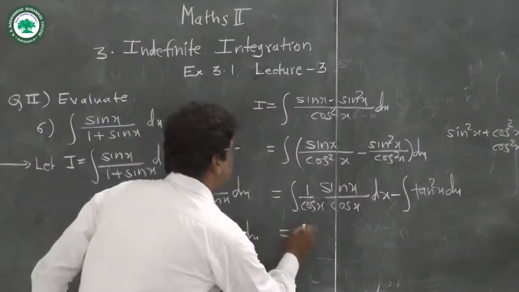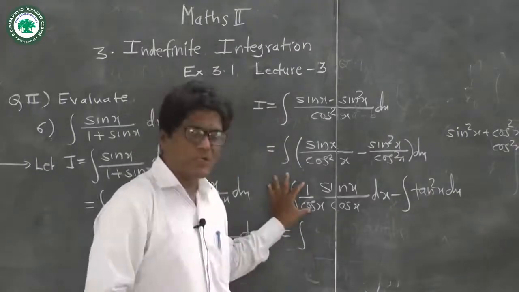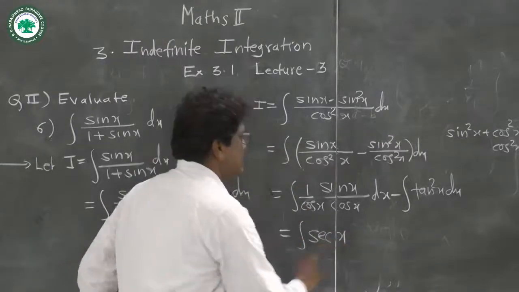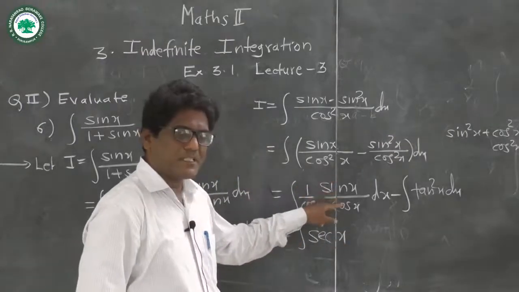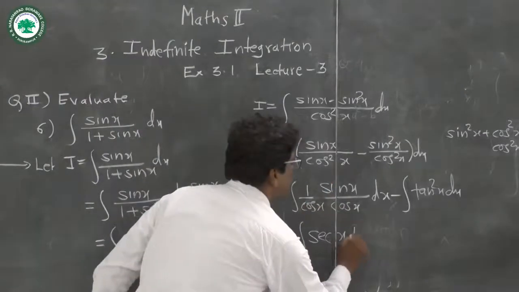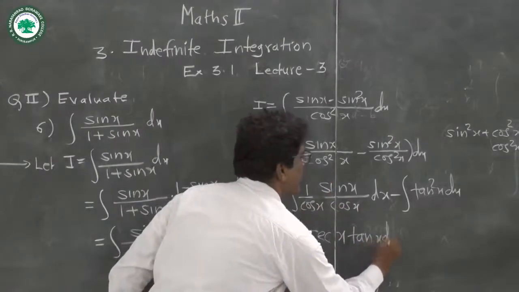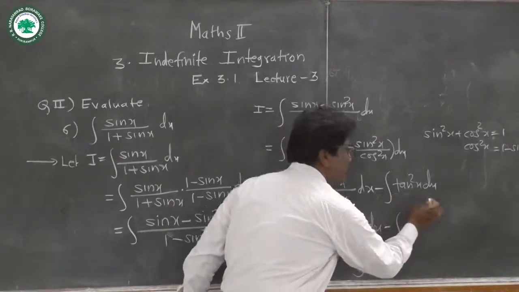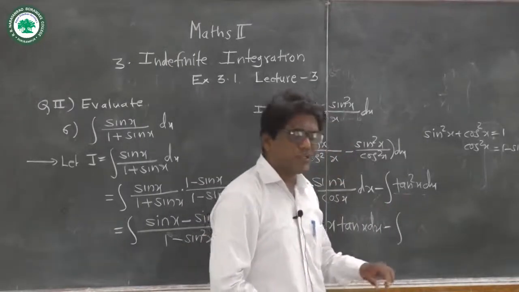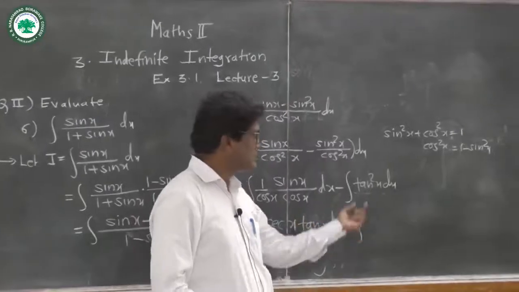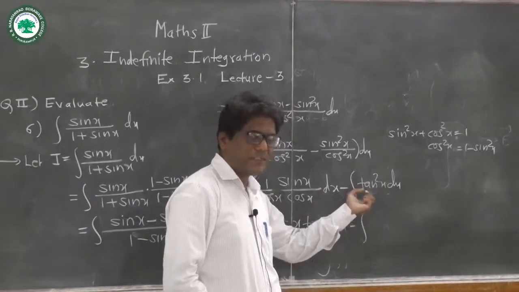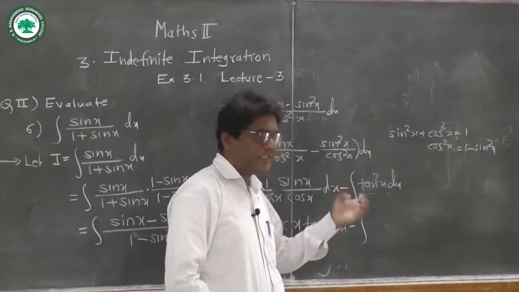Now we know that 1 upon cos x is sec x and sin x upon cos x is tan x, so integration of sec x tan x dx minus, now here we write the formula for tan square x, because there is no function whose derivative is tan square x. Therefore we use the second fundamental identity.